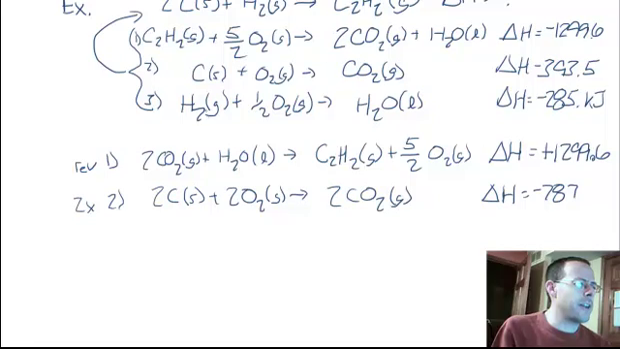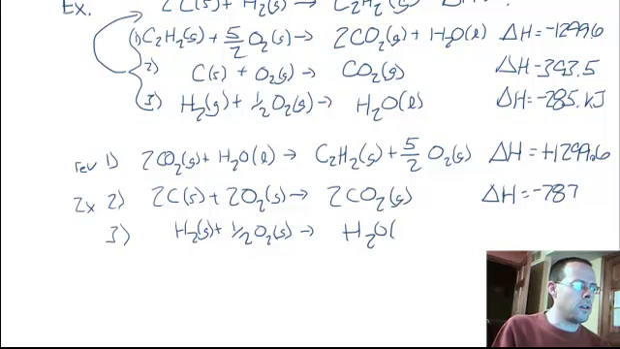Looking at my last reaction, again I have hydrogen as a reactant, so I don't think I have to do much to change this. I'm just going to write it down here. Hydrogen gas reacts with half an oxygen gas to produce liquid water. Because I didn't do anything with this equation, my delta H remains the same, negative 285.9 kilojoules.